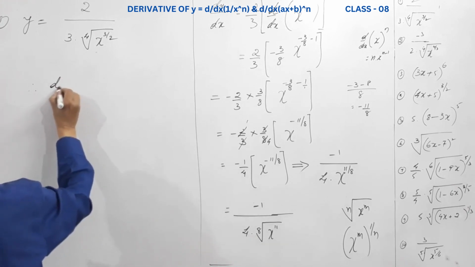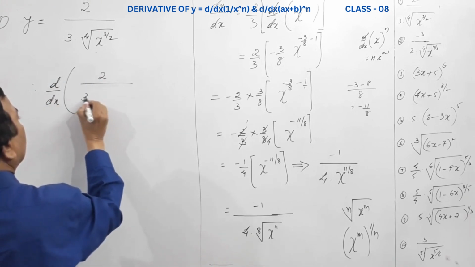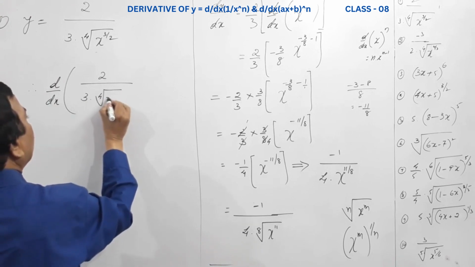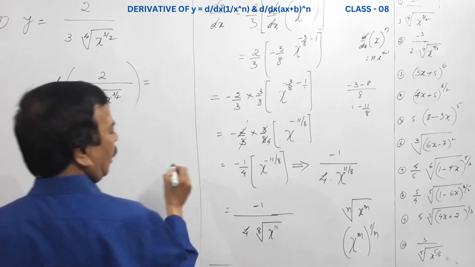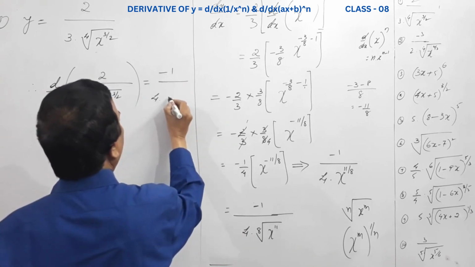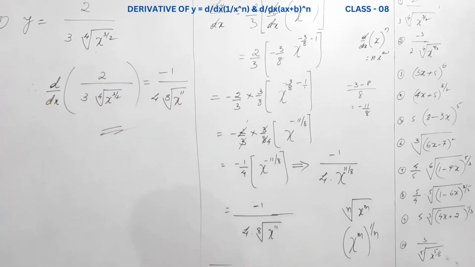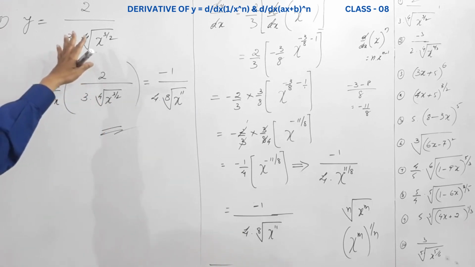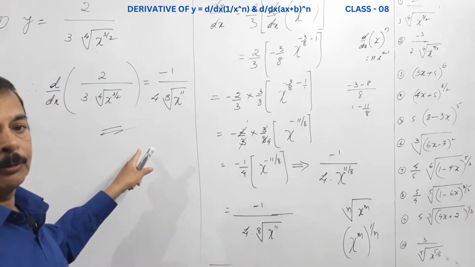Therefore d by dx of 2 by 3 into 4th root of x to the power of 3 by 2 is equals to minus 1 by 4 into 8th root of x to the power of 11. This is the answer. Please note this. Such a complicated problem looks complicated, but if you know the steps, if you know the procedure, it becomes easy for you to solve this.